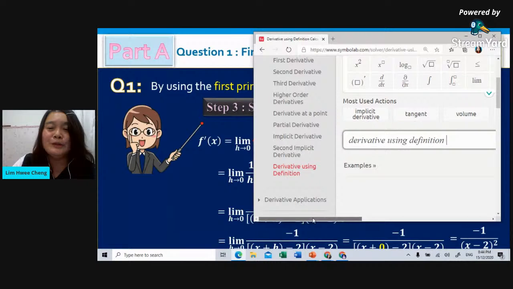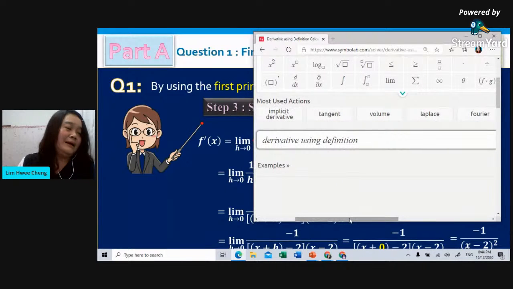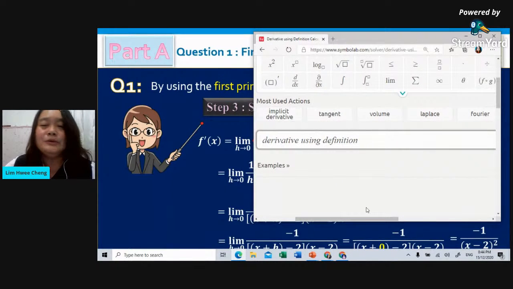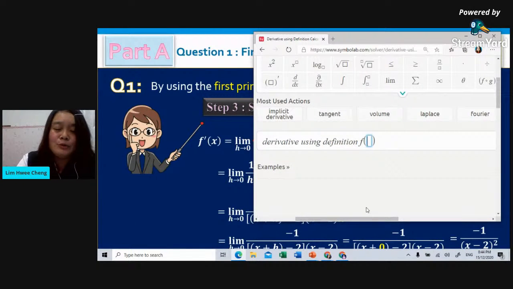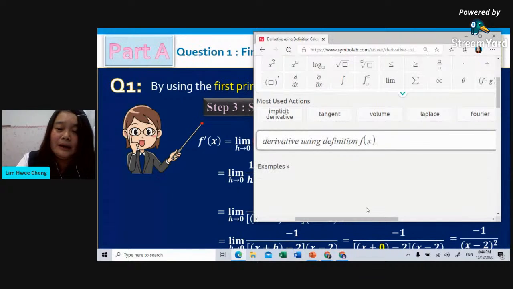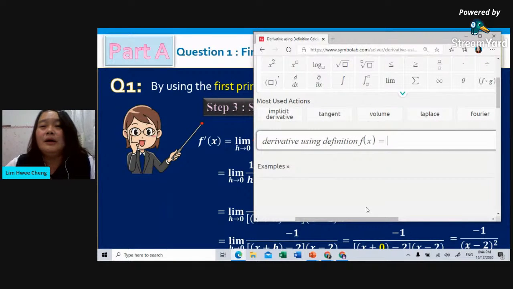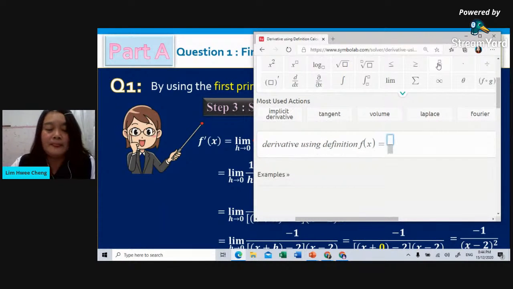So let me show you the magic. How do we do this? The first principle: you just simply type the function. You may use f(x), or you may use y, equal to, the function 1 over x minus 2. 1 over x minus 2.